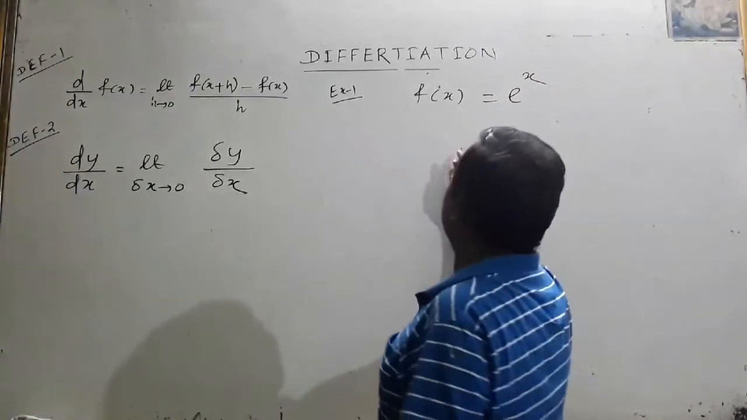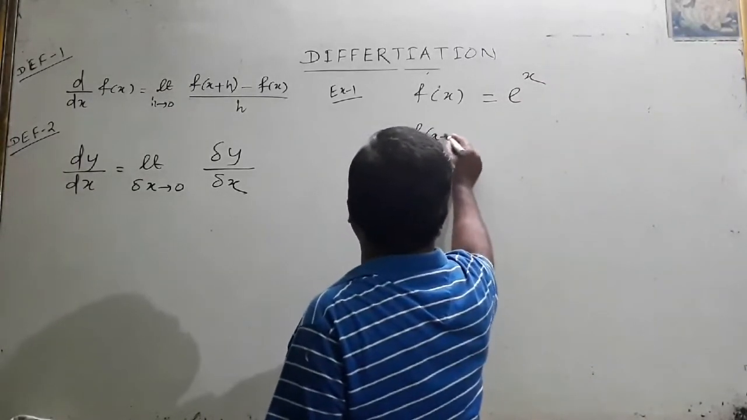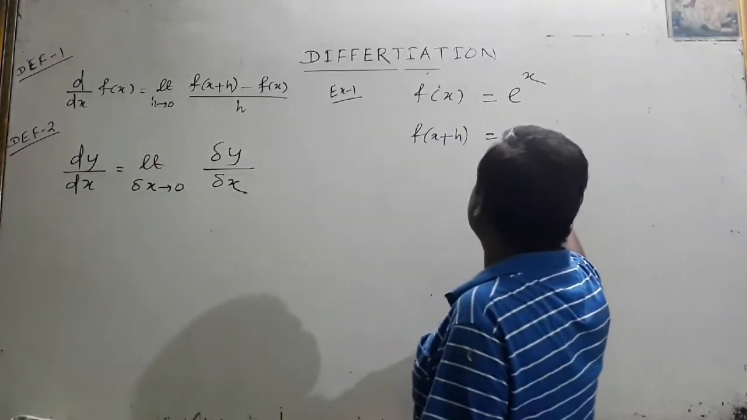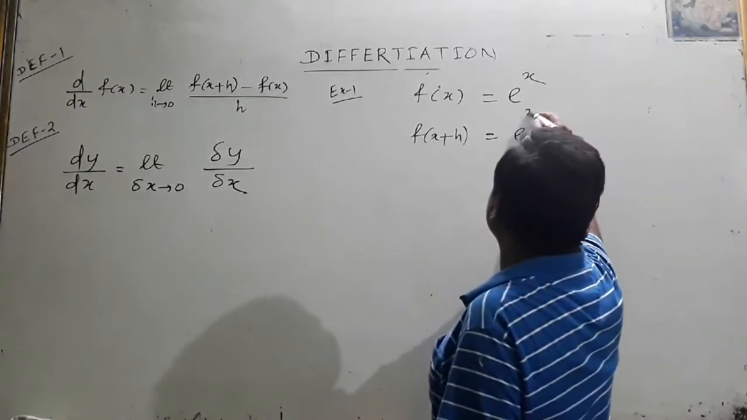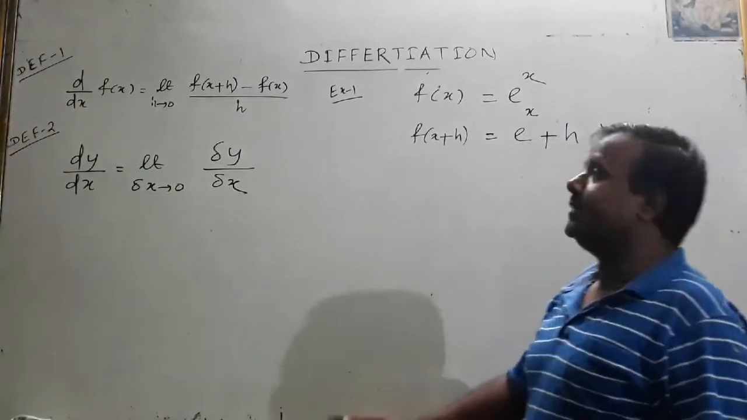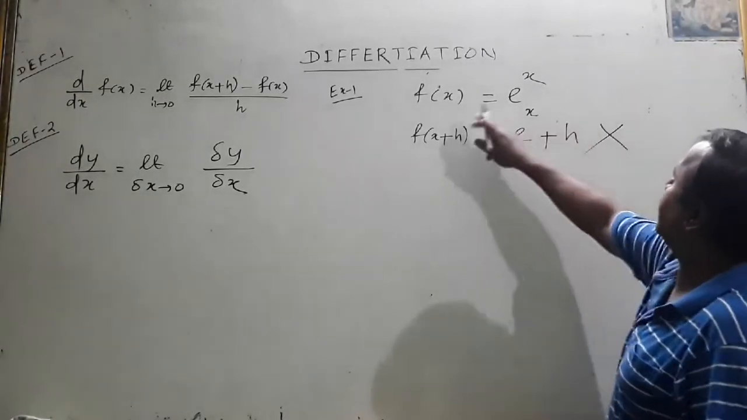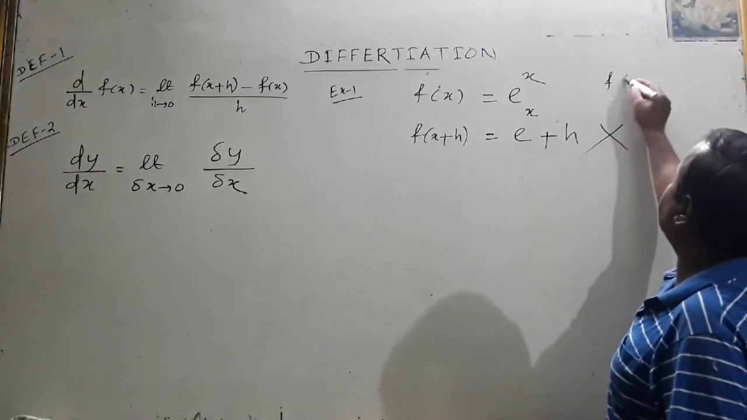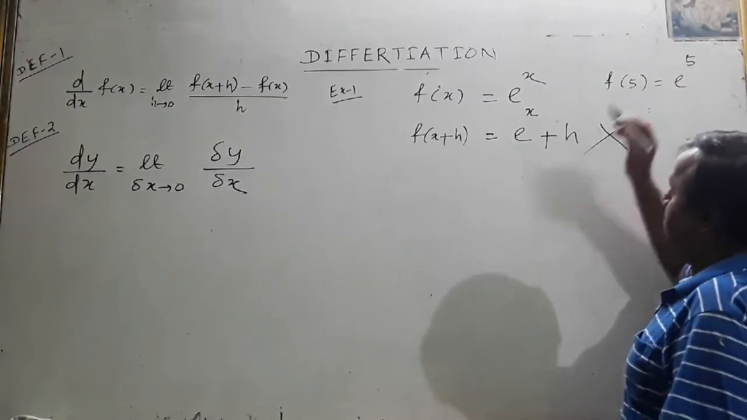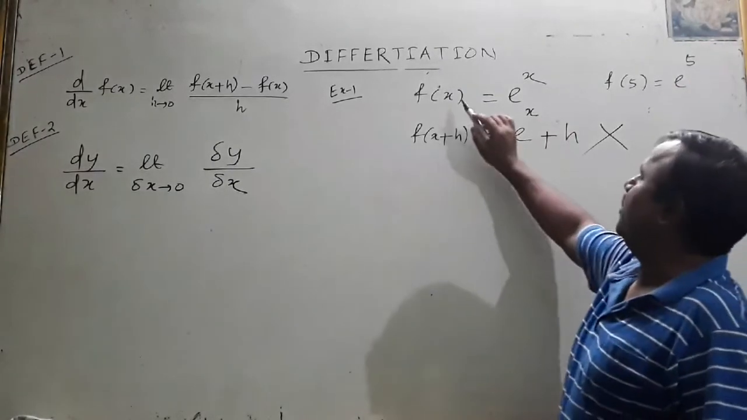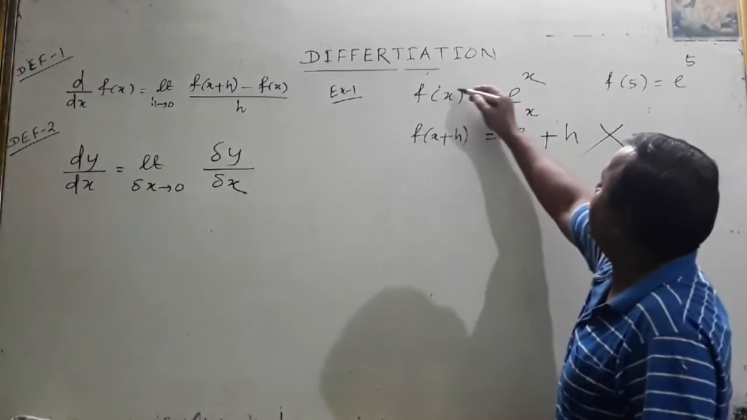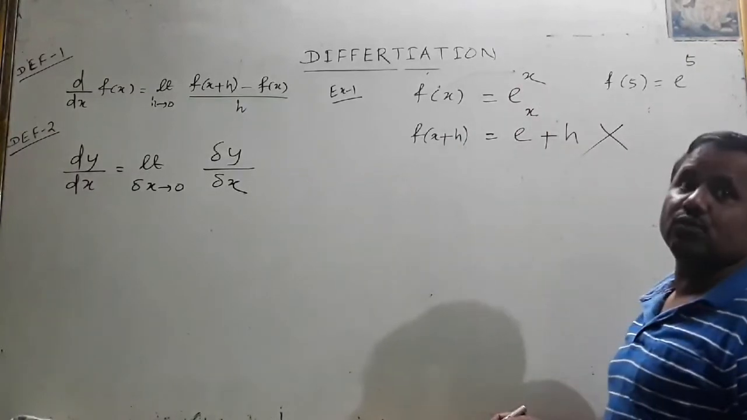Very simple example. What is f(x plus h)? This is a very fundamental thing. Many students write it like this, with my experience I am telling this: e to the power x plus h, which is absolutely wrong. Mind it. Suppose f(x) is equal to e to the power x. If I write f(5), then only you write e to the power 5. Because within the bracket here it is x, you write that thing in this position, e to the power x.